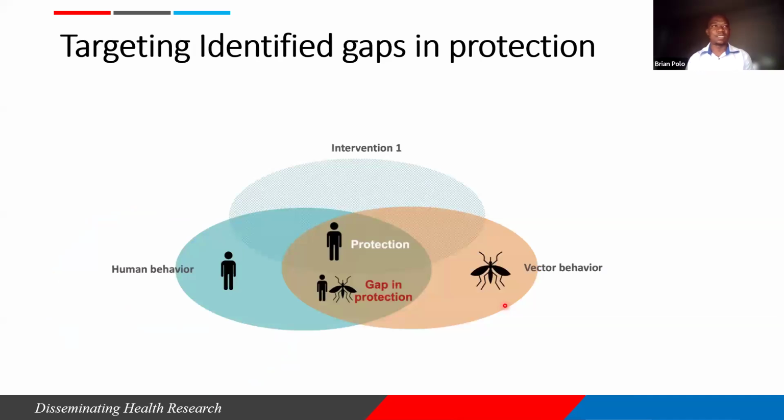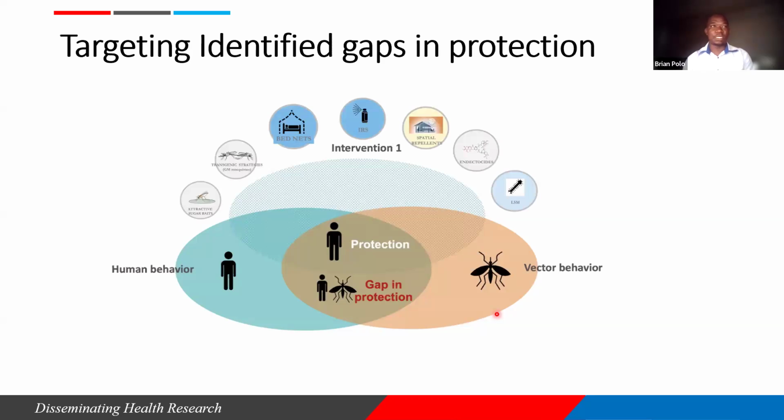So what do we actually need to do? For us to protect our population from malaria, we need to identify working vector control interventions. We also need to understand human and vector behavior that could prevent interventions from achieving their maximum efficacy. The gap in protection is when our interventions do not overlap with the human behavior and also the vector behavior.